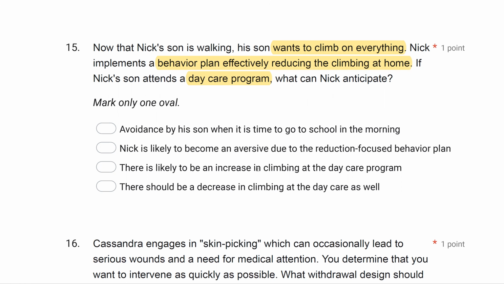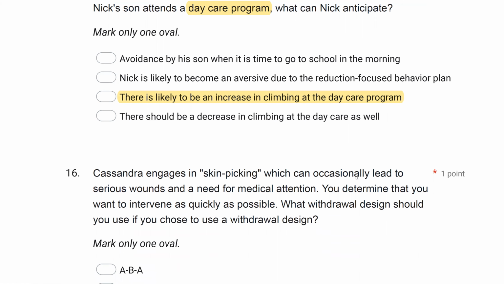C, there is likely to be an increase in climbing at the daycare program. Yeah, based on our knowledge of our ABA terms and what we know about changing behavior in one setting, it's likely to go the other way in another setting if we're not changing behavior in that setting as well. So if it's reducing at home, it's likely to increase at daycare. And then D, there should be a decrease in climbing at the daycare as well. No, it's much more likely there's going to be an increase in climbing at the daycare program. So what does Nick need to do? He needs to let the daycare know, and they need to start working on it as well.